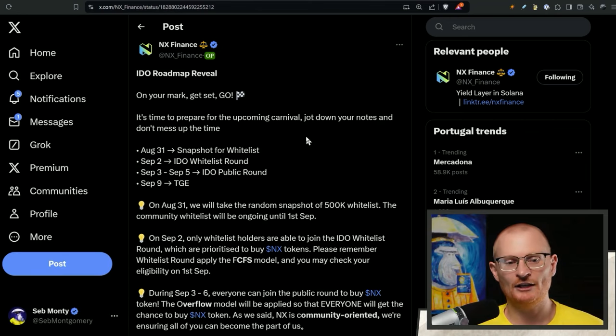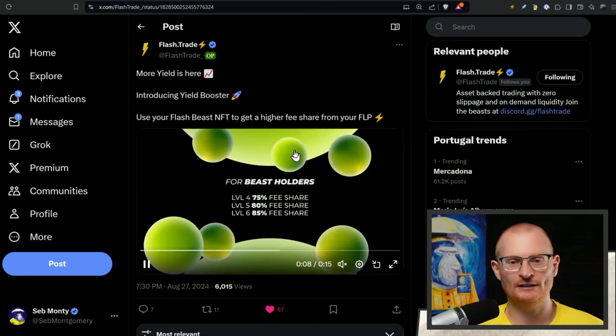NX Finance has the IDO roadmap reveal. My only actionable here is I've got a little bit of funds in it. Use my team, said Monty. You take your JLP, you leverage it up like Jup Multiply. All of this stuff here, I'm going to see if they want to jump on and do a podcast, and I'll do a similar kind of tokenomics breakdown to how I did with Solana ID.